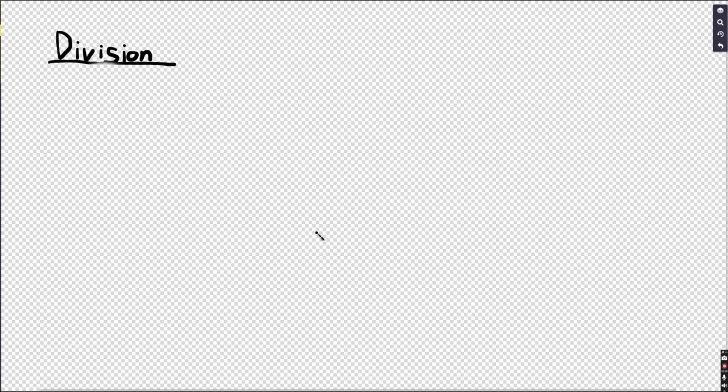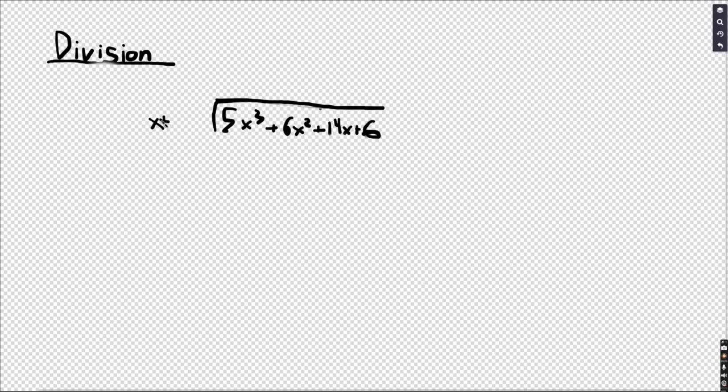In school, you probably learned what long division was, right? When you're younger, but you probably didn't do it with polynomials. So let's do some examples, okay? So let's do 5x cubed plus 6x squared plus 14x plus 6. We're going to divide that by x plus 2, okay?